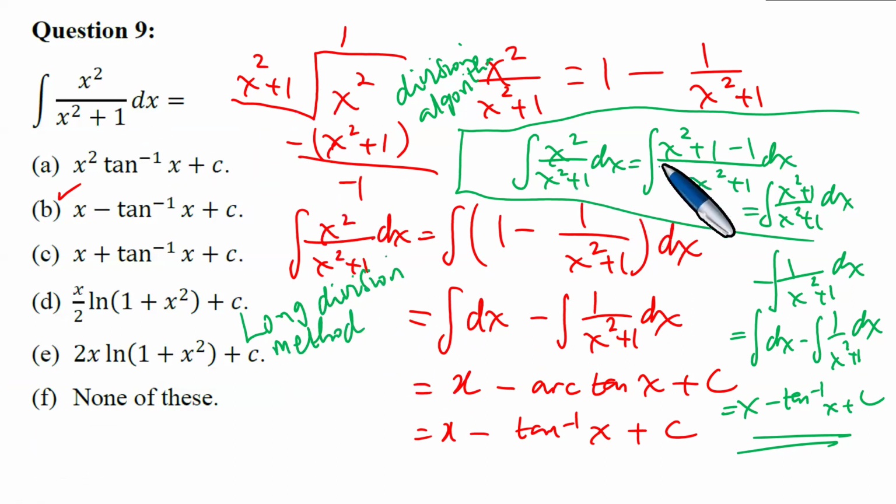If not, in the denominator we have x squared plus 1, so what we can do is add 1 to the x squared in the numerator and then subtract a 1. Then you perform separation of this. The x squared plus 1 divided by x squared plus 1 produces a 1, and then we have minus 1 divided by x squared plus 1 dx, and then you get the result. You get the point.